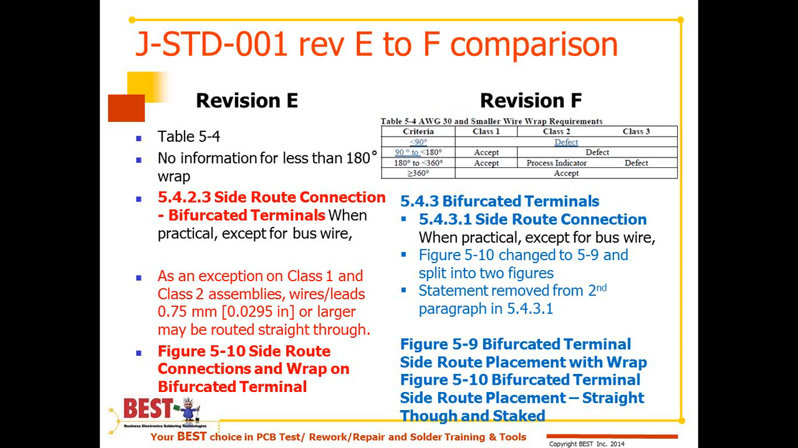Section 5.4.3 for bifurcated terminals, that's been changed a little bit. They've added the subclause 5.4.3.1 for side routed connections. And figure 5.10 has been changed to 5.9 and split into 2 figures so that the statement in there is removed for the second paragraph where it says, as an exception on Class 1 and Class 2 assemblies, wires and leads 0.75 millimeter or larger may be routed straight through. The figure 5.9 is the side route, and figure 5.10 is the straight through and staked figure now.